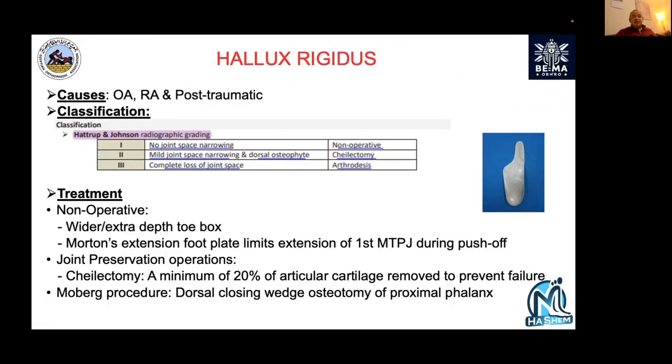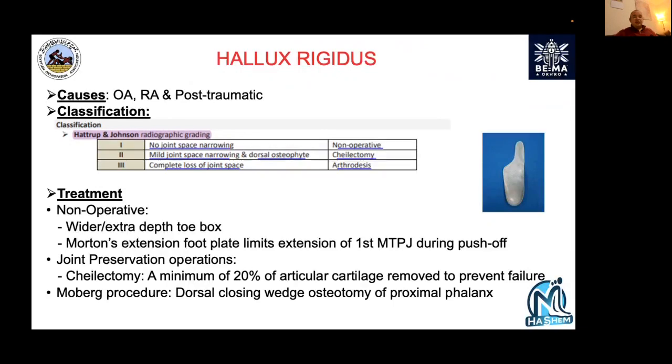Then grade 2 has mild space narrowing and dorsal osteophyte, which will be represented when you examine the patient by painful extreme range of motion, and this will benefit from cheilectomy, meaning shaving of the dorsal osteophyte. Or grade 3, where you have complete loss of the joint space and painful mid-range of motion, and this definitely will need either fusion or replacement.